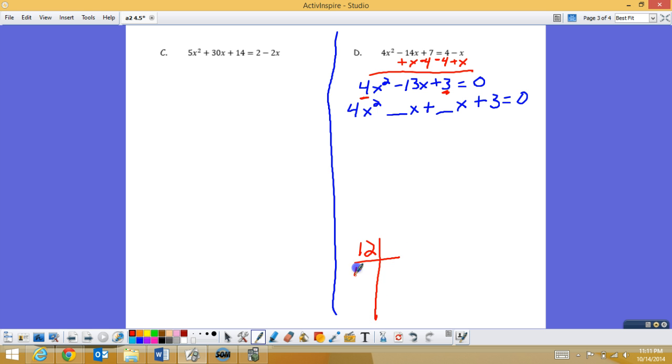So to use that, we got 1 and 12, 2 and 6, and 3 and 4. And they got to add up to negative 13. Well, the only pair of numbers here that can be manipulated to get negative 13 is the 1 and the 12. And if they were both negative, that works. Negative 1 times negative 12 is still positive 12. So we've got minus 1 and minus 12. So we're going to group these first two and the last two.